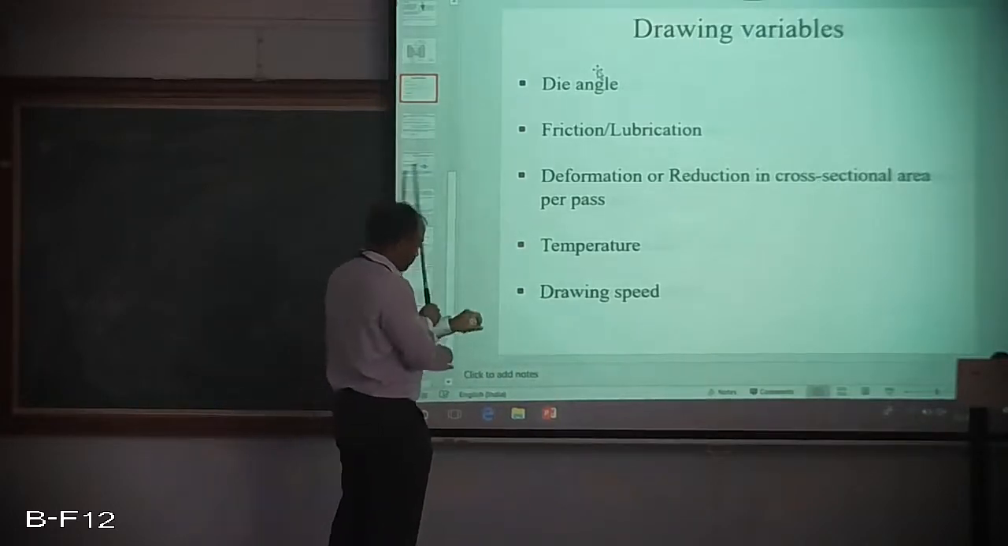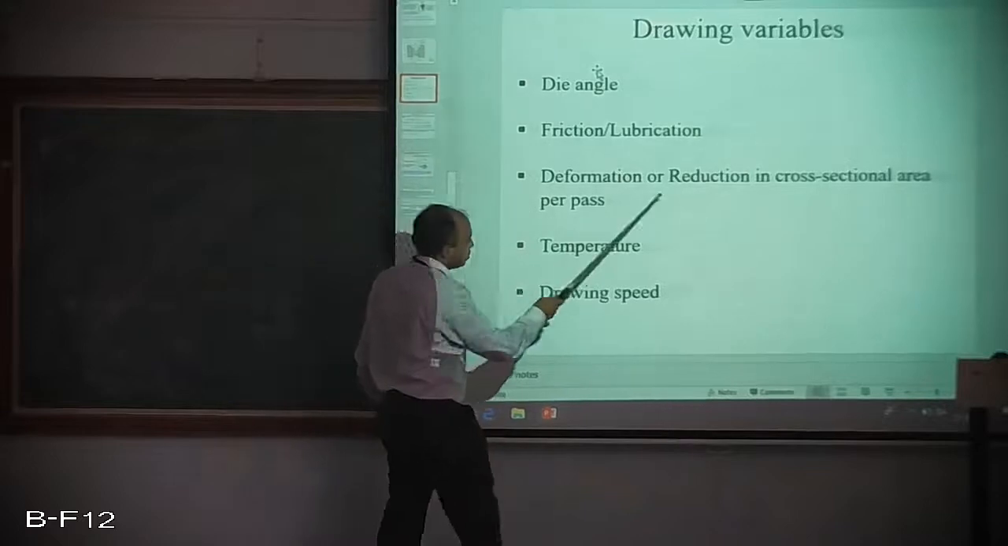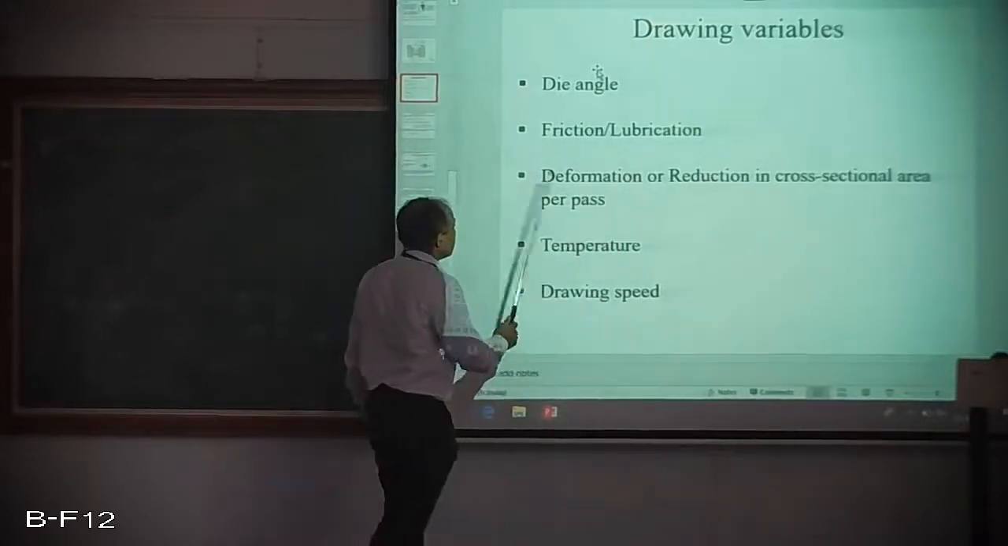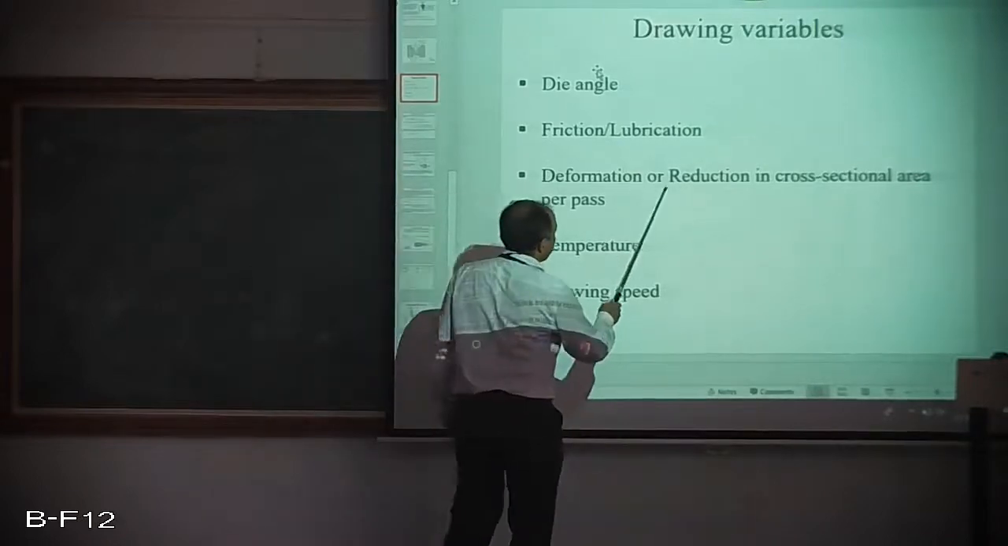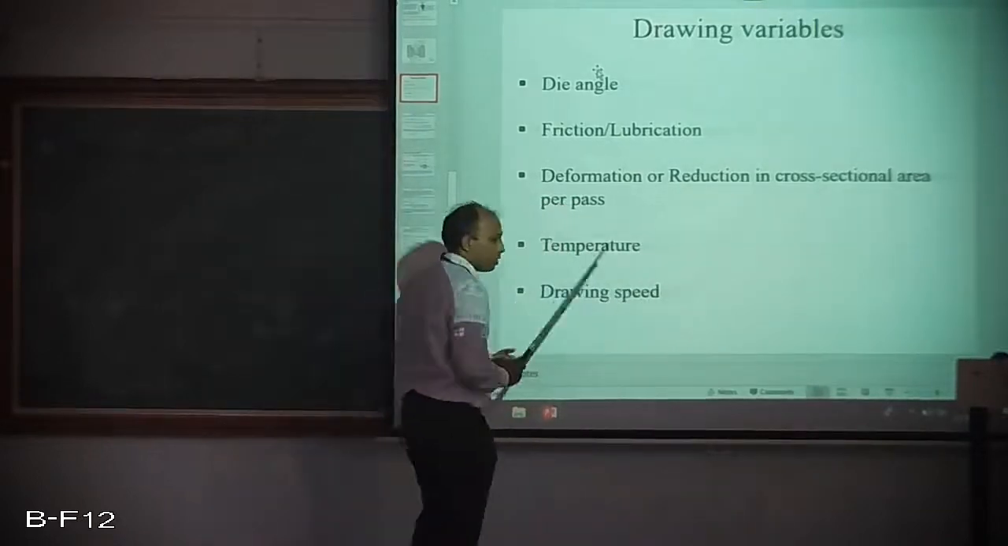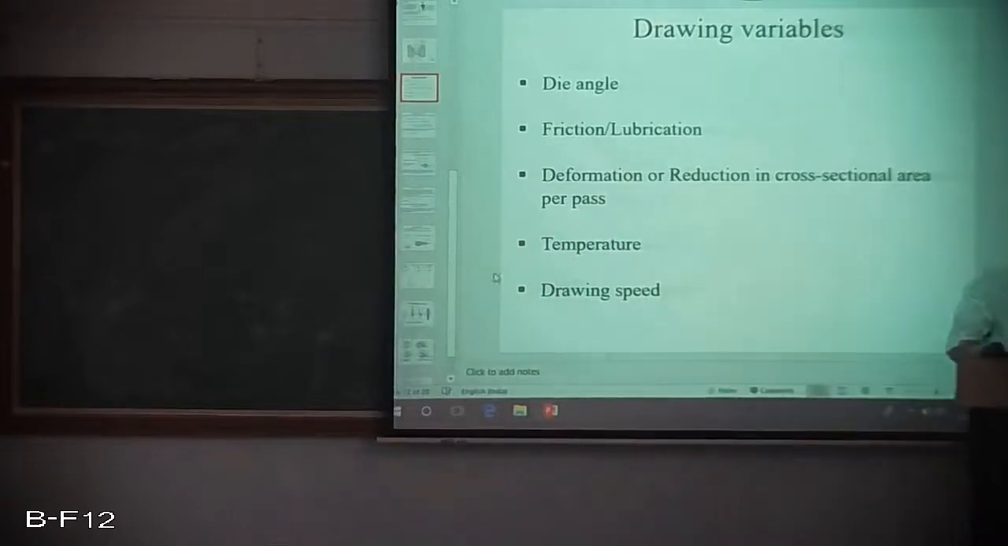Then comes your deformation, or reduction in cross-sectional area per pass. We will try to take this here.